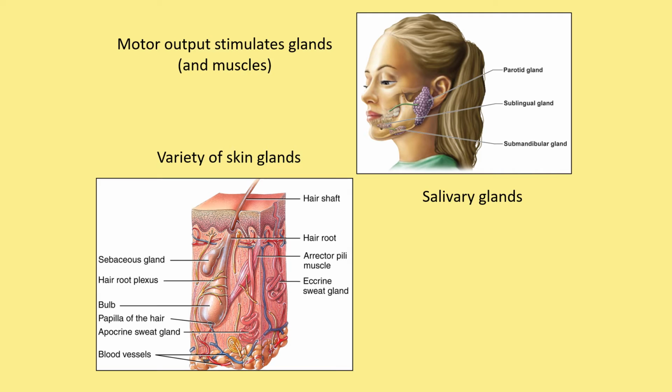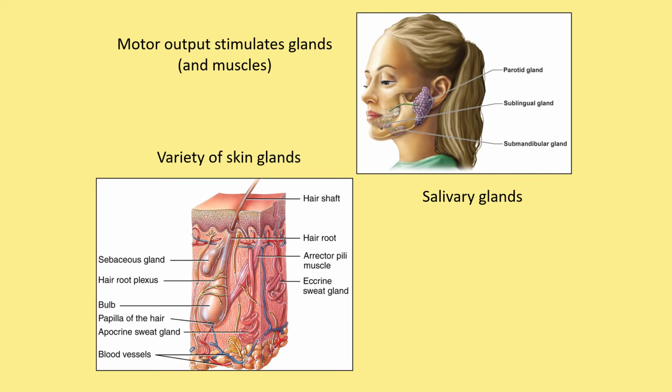And so in response to, let's say you smell something delicious and you start to salivate, there was sensory input, integration, and motor output. And your salivary gland cells responded to action potentials delivered by motor neurons, and they responded by producing more saliva. And then you have a variety of skin glands.